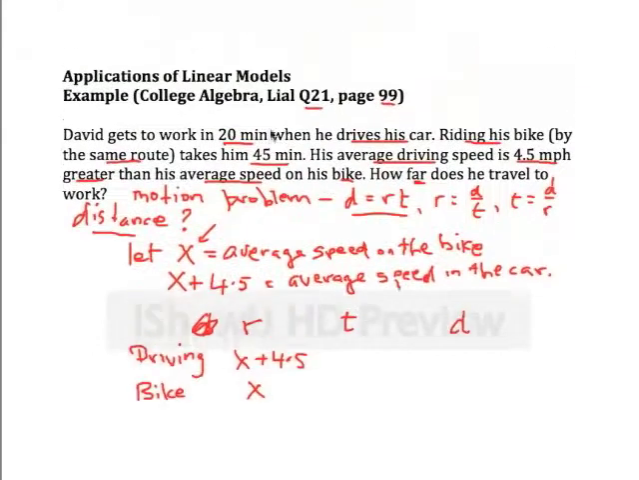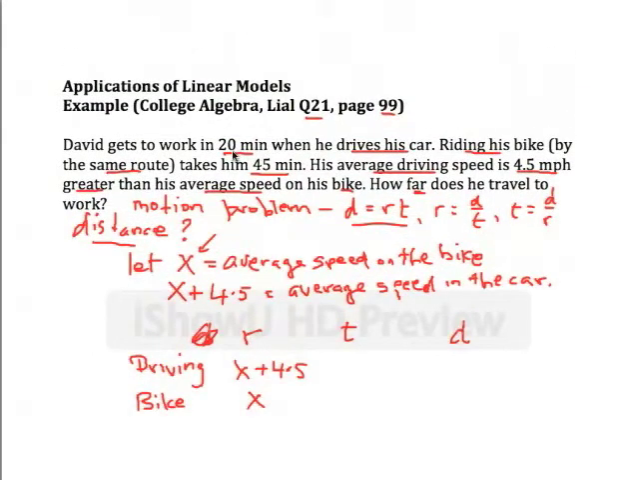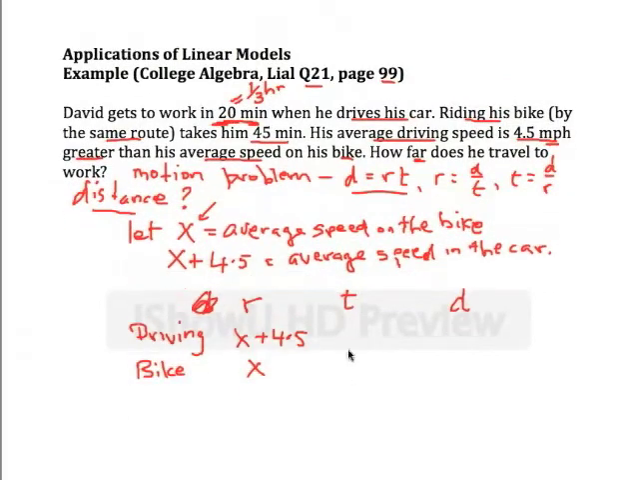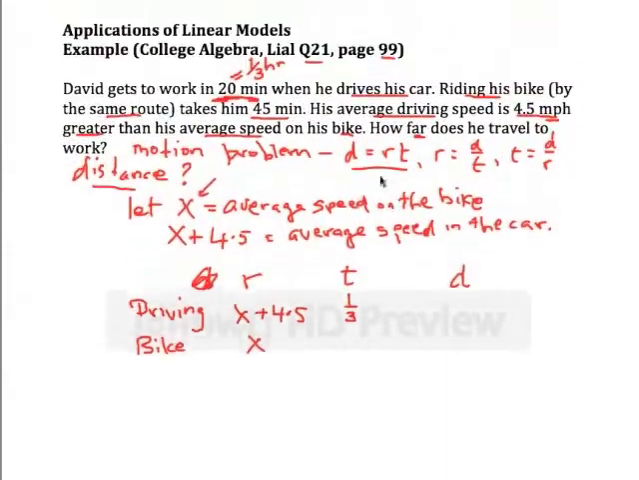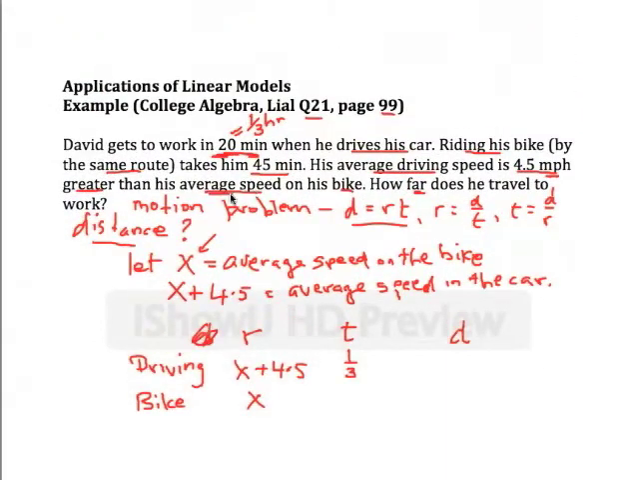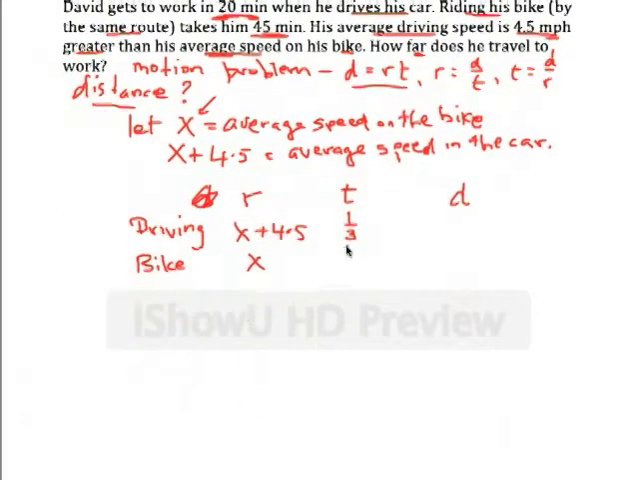Now the time. Now he gets to work in 20 minutes when he drives. Now be very careful here. We have miles per hour and we have 20 minutes. So we should have the same units, so instead of minutes we should have hours, so that's 1/3 of an hour. So this will be 1/3 of an hour. Now when he is on his bike, it takes 45 minutes, and 45 minutes is 3/4 of an hour.